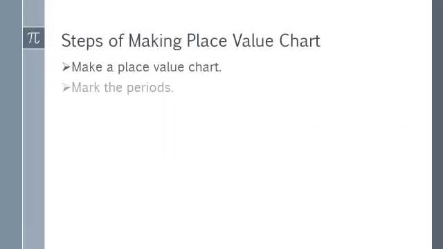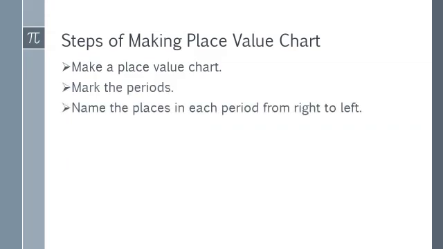To write 7-digit, 8-digit and 9-digit numbers in a place value chart, the steps are: first, make a place value chart. Second, mark the periods. Third, name the places in each period from right to left.